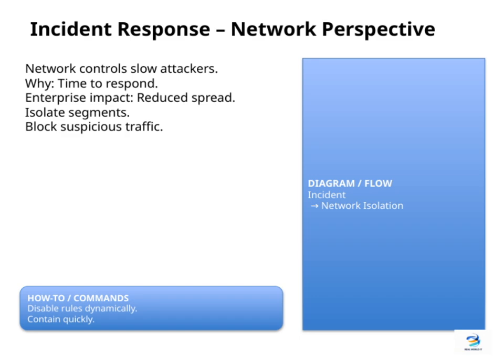Containing the incident swiftly is crucial because it gives your team the time needed to assess the situation and implement more comprehensive measures. Network controls play a vital role here. They slow down attackers by limiting their movement and access, buying valuable time for your response efforts. The overarching goal of these actions is to minimize the impact and reduce the spread within your enterprise. Isolating affected segments and blocking suspicious traffic are practical steps that help contain the breach effectively.